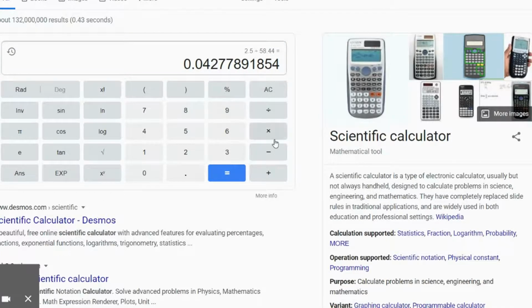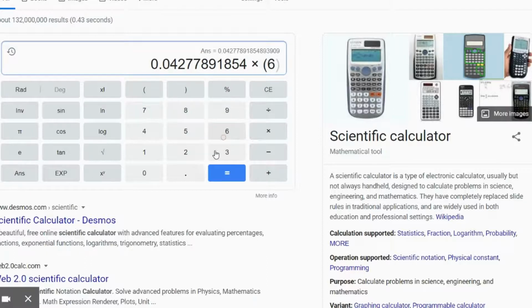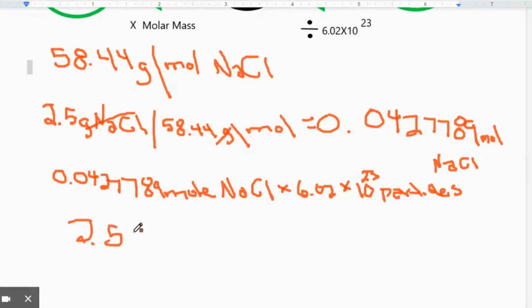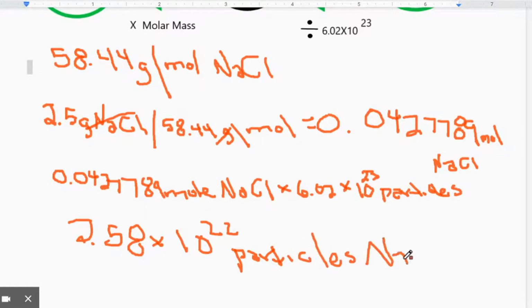I'm going to multiply by parentheses 6.02 times 10, use the x to the y, so the 23rd power, close parenthesis. I get 2.58, rounding to 2 decimal places, times 10 to the 22nd particles, or formula units to be more specific, of sodium chloride. This is the same answer that we got using the ladder method, which is what we would expect.